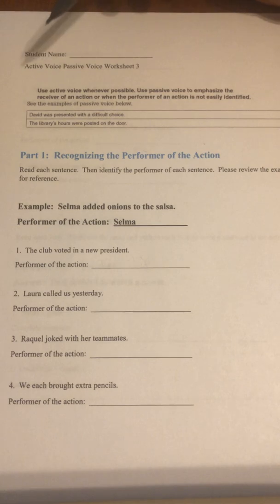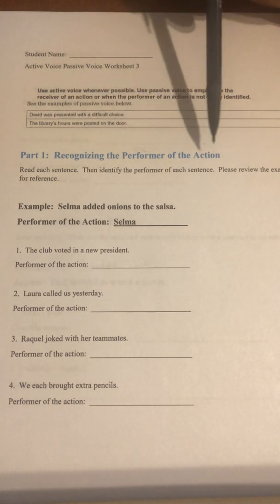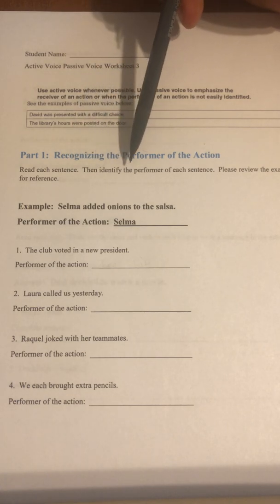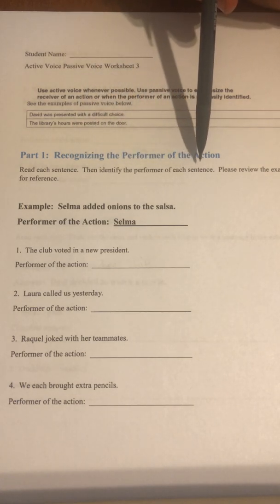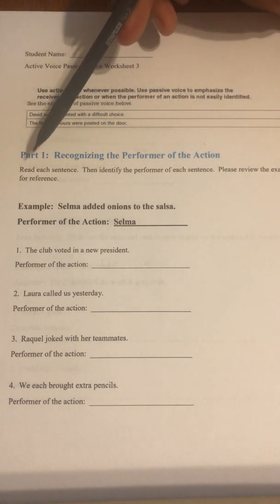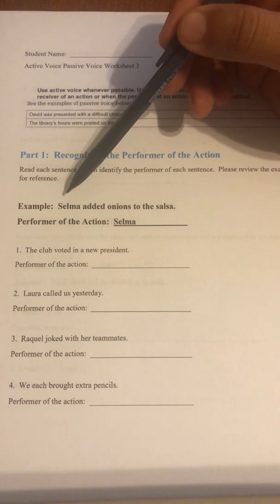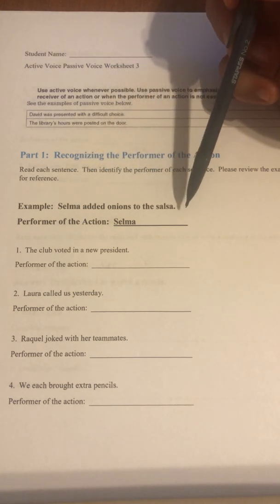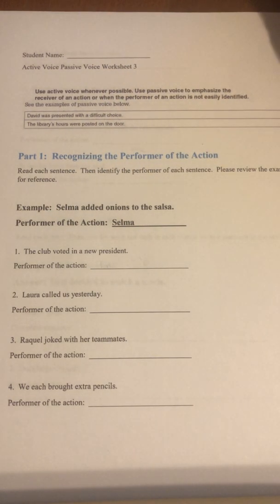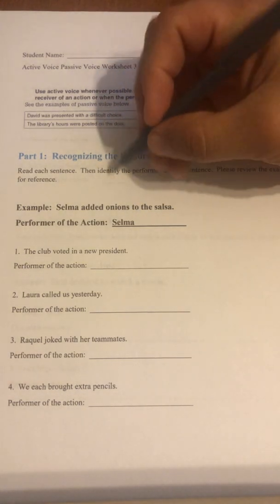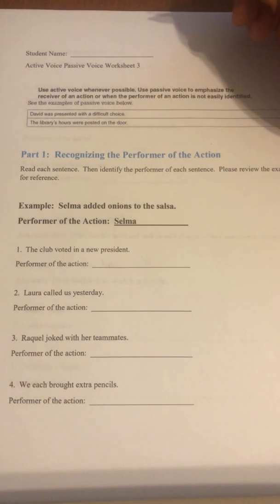All right, so part 1, recognizing the performer of the action. Read each sentence, then identify the performer of each sentence. Please review the example for reference. Okay, so number 1, here's our example. Selma added onions to the salsa. Who is the performer of the action? Who is adding the onions to the salsa? Selma is. Selma is the subject. Selma is the performer of the action.